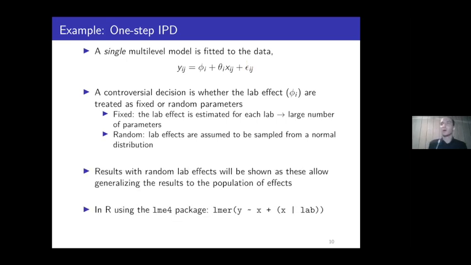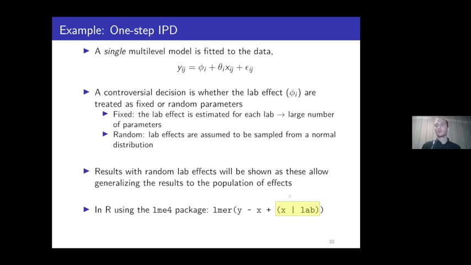So what I will do, I will show you the results for the random lab effects, because it has another advantage, and that's that we can generalize the results to the population of effects. And if you want to do this in R, then for instance, you can use the lme4 package using the lmer function. And then if you use this lmer function, the first part is the same as we saw before. And then this part between brackets refers to the random effects.